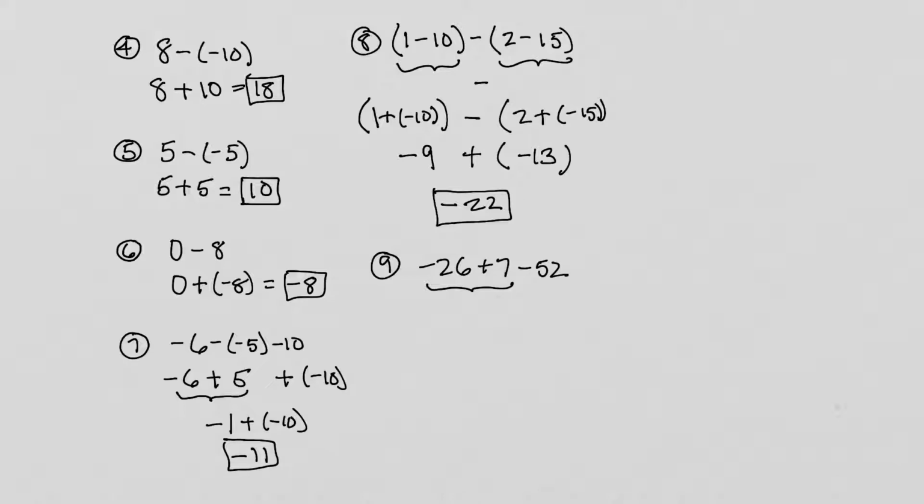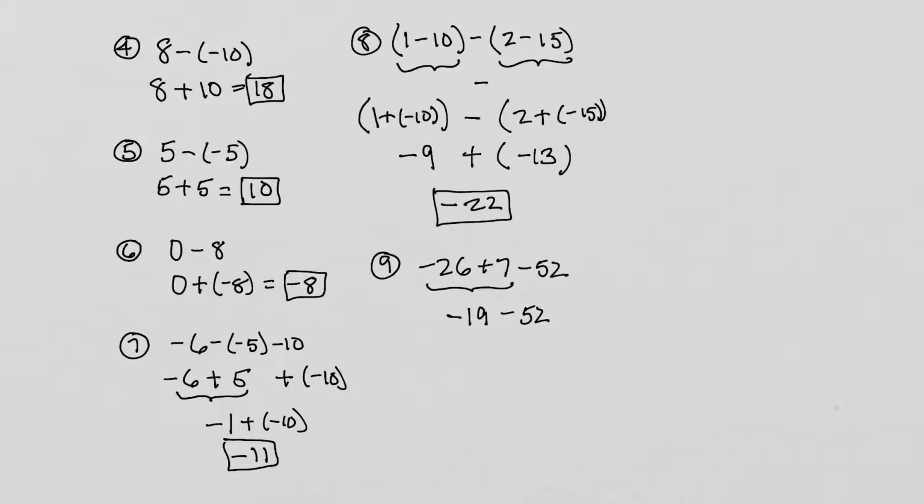You find their absolute values. The absolute value of negative 26 is 26. The absolute value of 7 is 7. Take the larger absolute value minus the smaller one. So the absolute value is 26 minus the smaller 7. 26 minus 7, 19. But the sign that we assign here is coming from the larger absolute value, which is from this number. That's going to be that negative sign. So this is going to give us negative 19 minus 52.